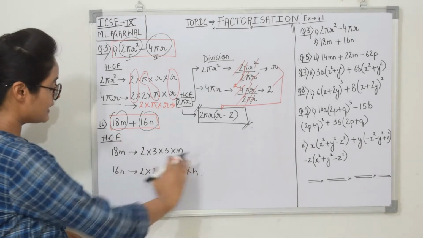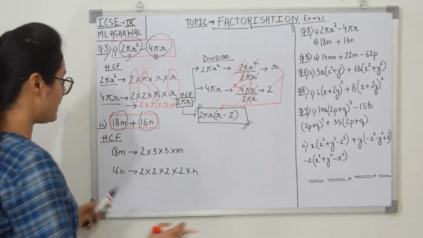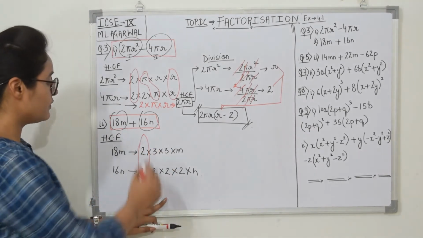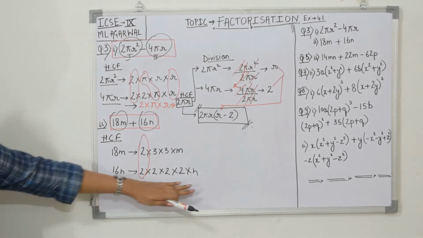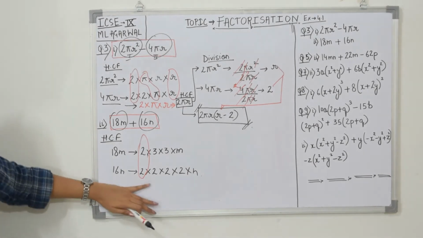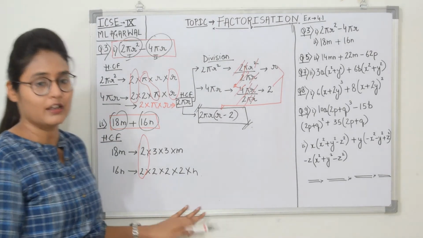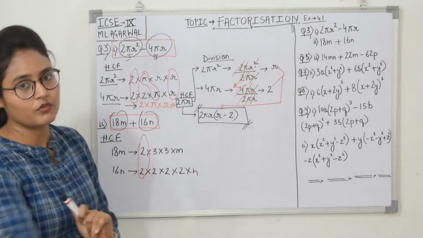I factorized 18m, I factorized 16n. Now we will just pick out our common part as we were doing till now. 2 and 2 we have found common here. Now again, if you are not getting anything else, just a numerical value as your HCF, then also you don't need to worry about it. Whatever you are getting, just write it down as it is, pick it up and solve your question further.